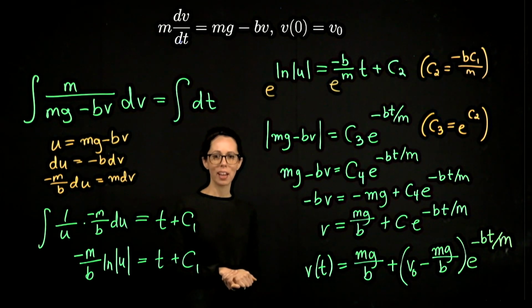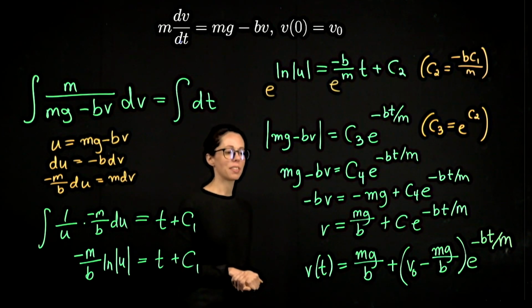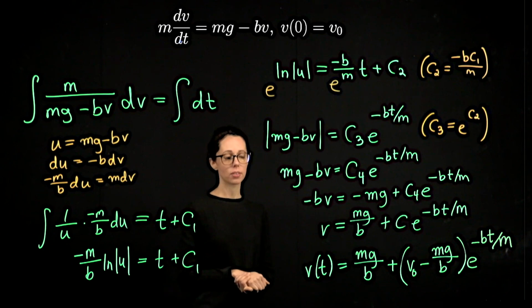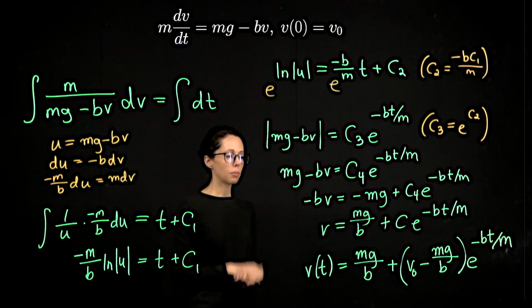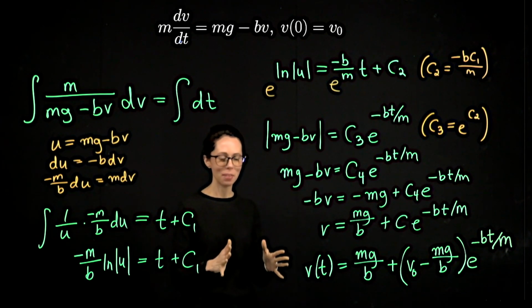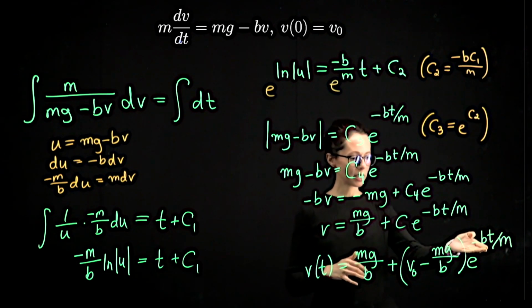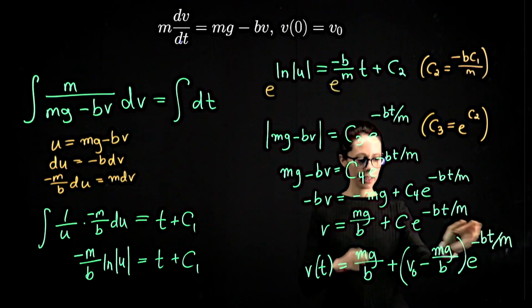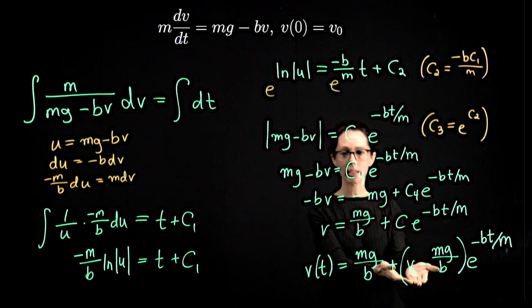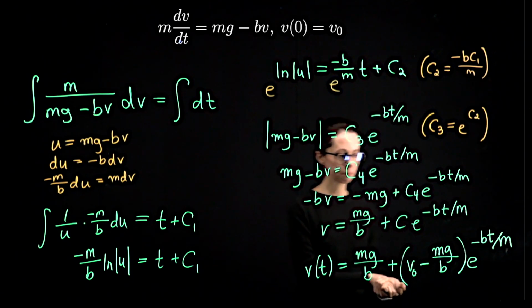Let's just check a couple of features that should agree with what we saw with the slope field. So first of all, let's just check that c makes sense. If I plug in t equals 0, this becomes 1. The mg over b terms will cancel, leaving us with the initial velocity, so that checks out.